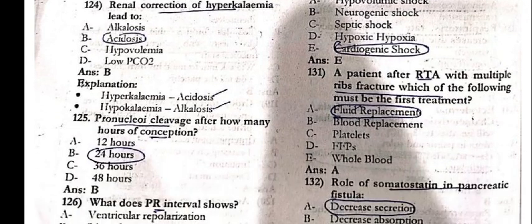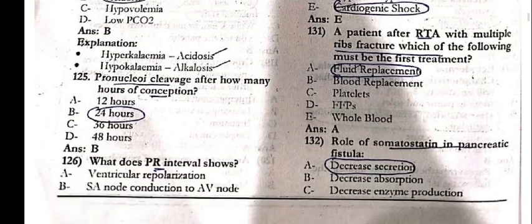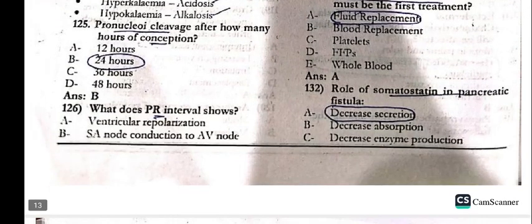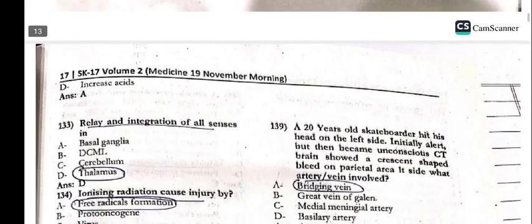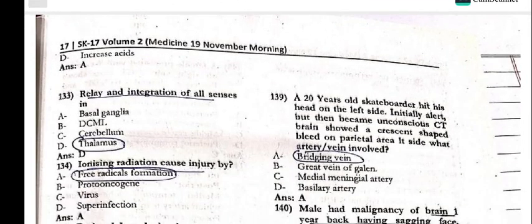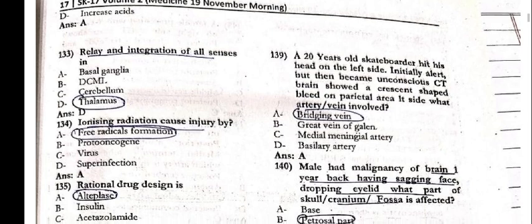131, the patient after RTA with multiple fractures, which of the following must be the first treatment? The fluid replacement. Role of somatostatin in pancreatic fistula is decreased secretion. 133, relay in the integration of all senses is the thalamus. Ionizing radiations cause injury by free radical formation.